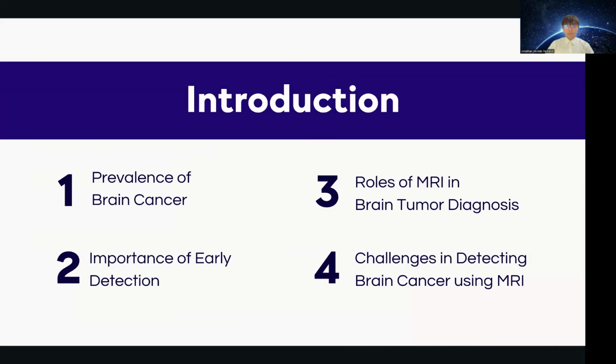Brain cancer is a significant global health burden. In 2020 alone, over 300,000 people were diagnosed with brain tumors, and more than 250,000 died from brain and CNS cancers. Early and accurate diagnosis is critical for effective treatment planning and improving patient outcomes. MRI plays a crucial role in brain tumor diagnosis, but manual analysis is time consuming and prone to variability between radiologists. This motivates the need for automated AI models to identify and classify brain tumors from MRI scans.